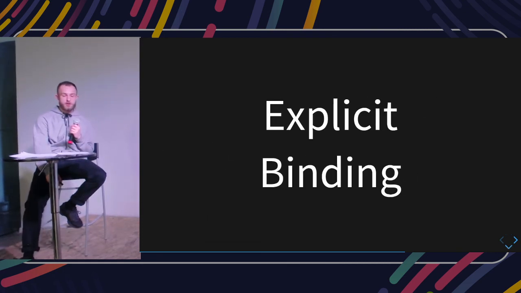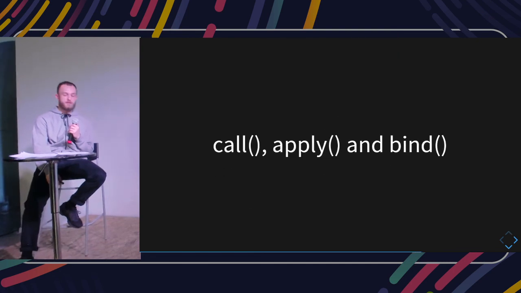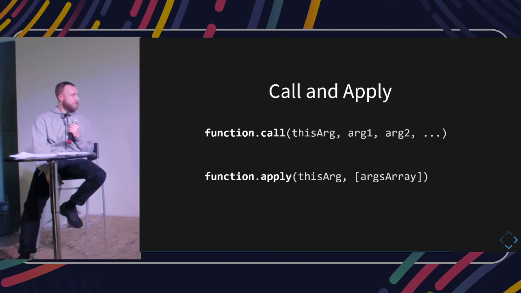Inside a function, the value of this depends on how the function is called. Also, we can set the value of this explicitly with call, apply, and bind. They are similar but have some differences. Call and apply are invoked immediately. Call takes any number of parameters, this and the additional arguments. Apply takes 2 parameters, this and the array of the additional arguments.